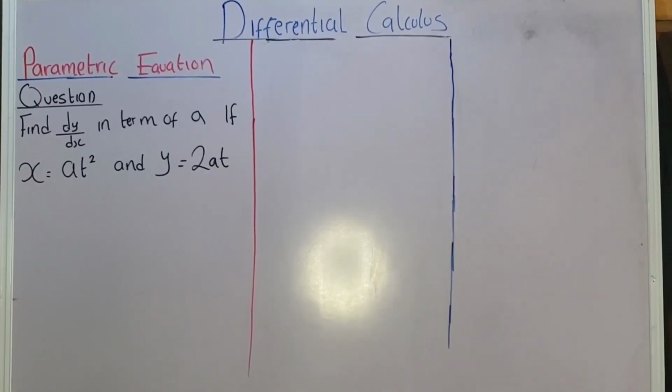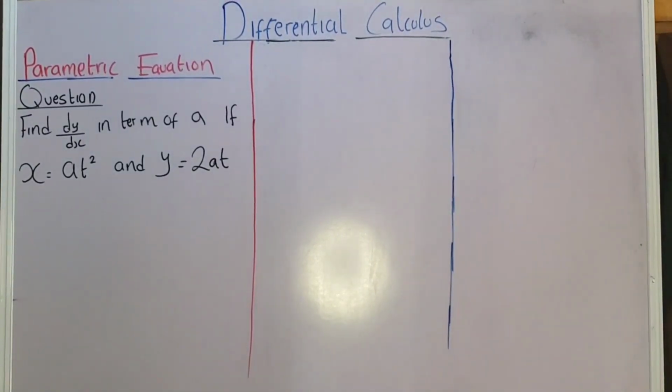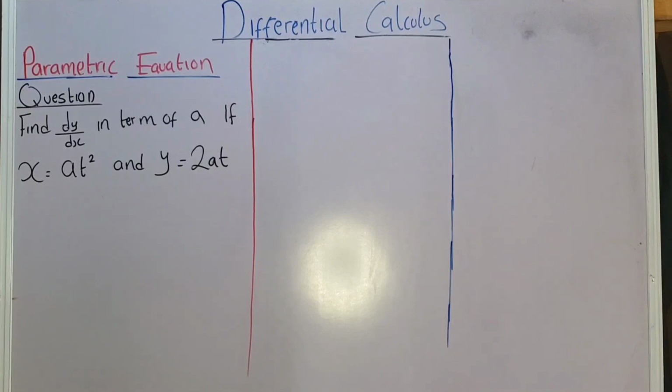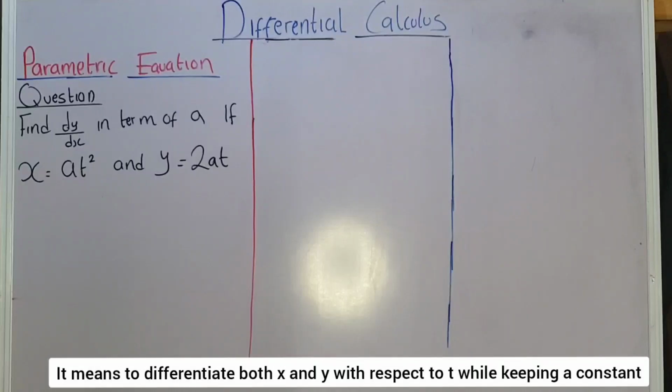Let's consider this question on parametric equation. We are asked to find dy/dx in terms of a if x equals at squared and y equals 2at. To find the derivative of y with respect to x in terms of a, the meaning is that you are to differentiate x and y with respect to a.